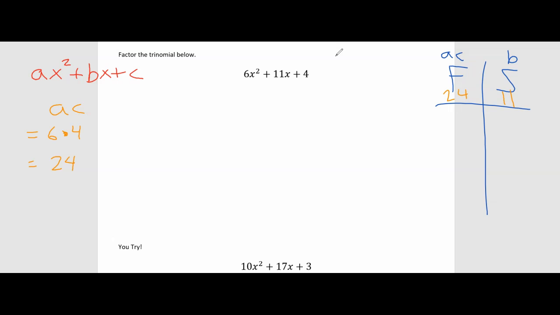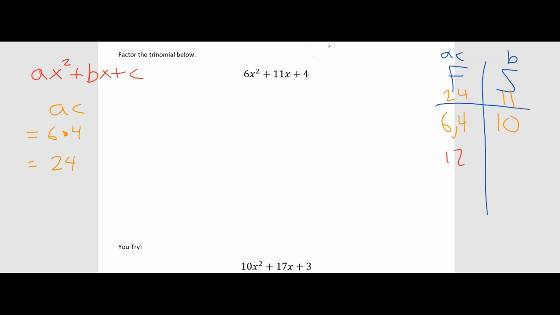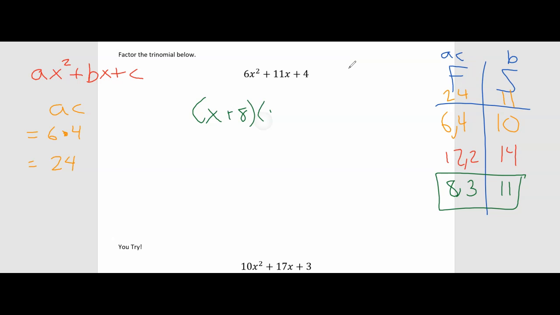Well, we could try 6 and 4. That equals 10, though. We could do 12 and 2. That's going to sum to 14. How about 8 and 3? 8 and 3 sum to 11, so we're going to work with those. Now again, it doesn't mean we just do x plus 8 times the quantity x plus 3. That's not going to work. It's not going to be any good. We've got some extra steps here.